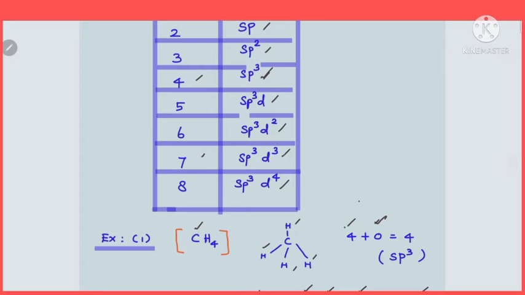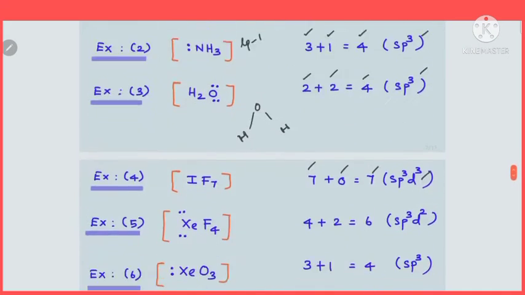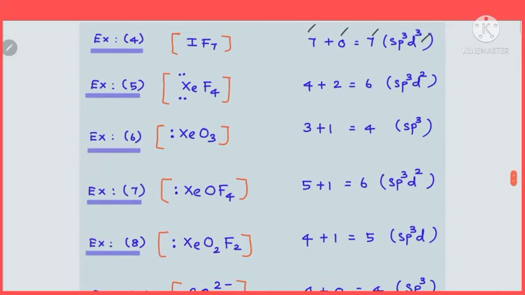Totally 7. The hybridization is sp3d3. Okay, right. So next one, xenon tetrafluoride. Xenon tetrafluoride, isn't it? Okay.